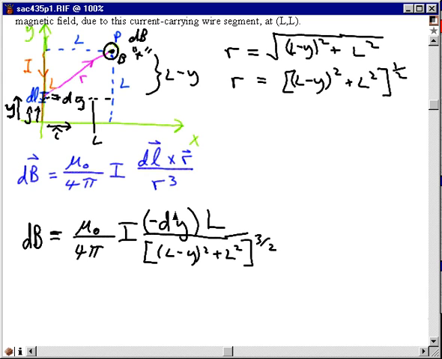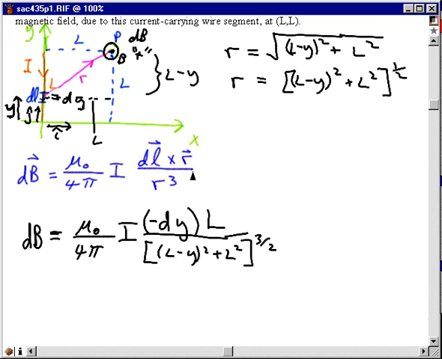Now I want to take another look at this cross product, how I got it in magnitude. I'm saying this is going to be dB. I could call it dBz, but the whole B is going to be in the z direction, so I'll just call it dB. I've stuck that minus sign in there because I knew it had to come out positive.